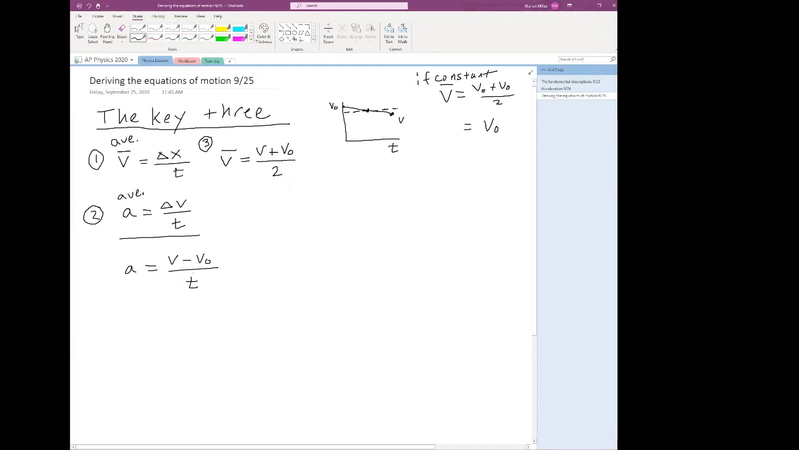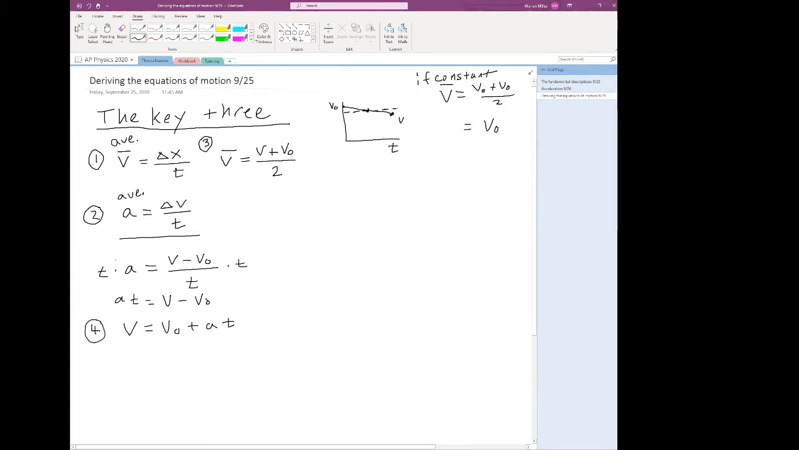Then we can rearrange it a little bit. I multiply both sides by T, and I get my acceleration times my time is equal to the final velocity minus the initial velocity. Usually, the way it's expressed on a reference table on the Regents or in AP, we would add V naught to both sides. So the final velocity for any given situation is equal to the initial velocity plus the acceleration times the time.